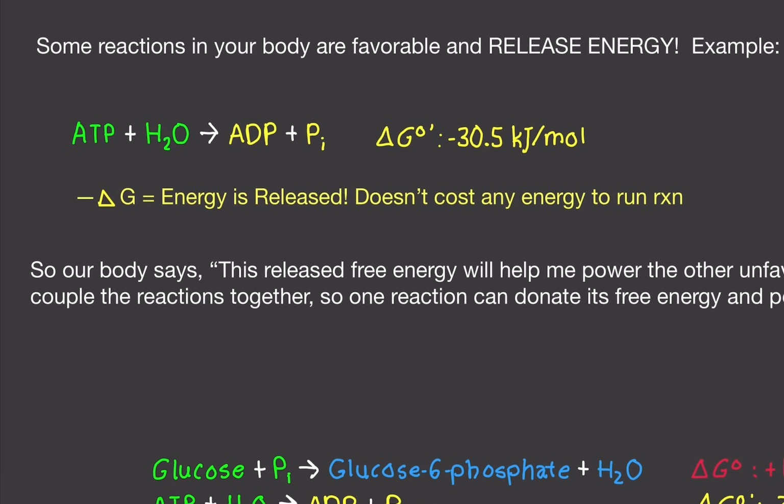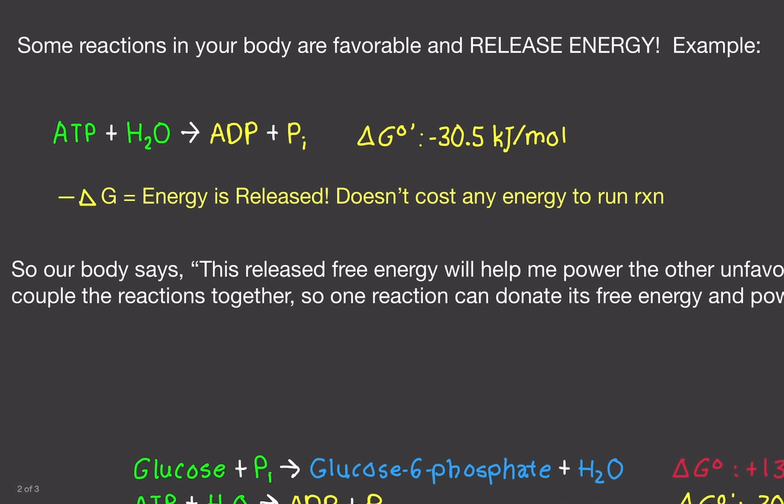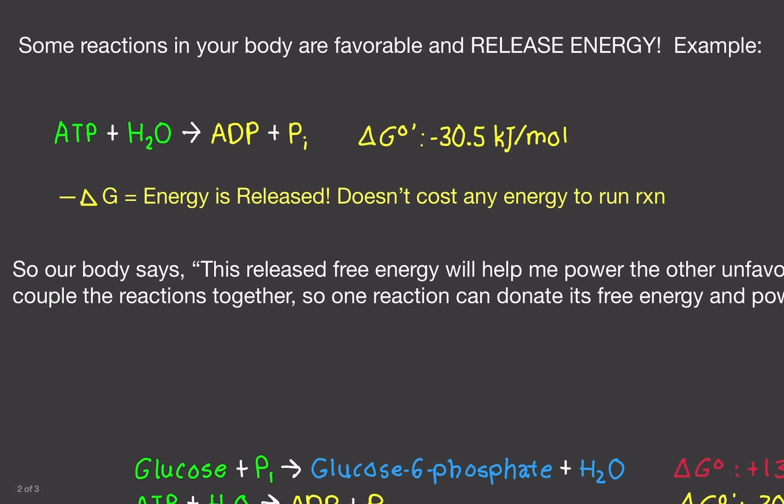Okay, so some reactions in your body are actually favorable and release energy. Here's an example. You don't need to know this, but ATP plus water gets broken down into ADP plus P. So it's a hydrolysis reaction. The delta G value is negative 30.5 kilojoules per mole. It's the negative sign that we care about. A negative delta G value means energy is being released. It doesn't actually cost any energy to run this reaction. It is favorable. It'll just do it by itself.